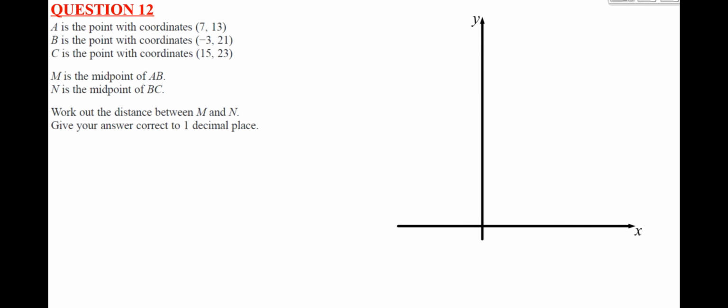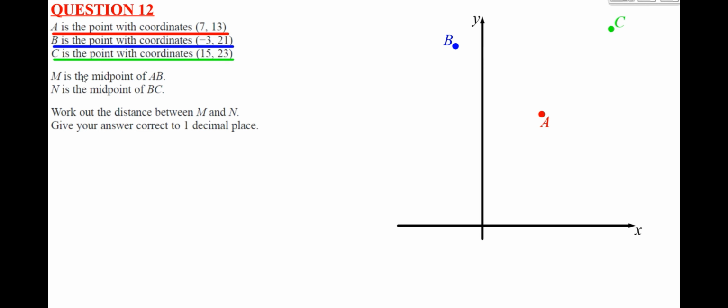So first of all, A. A is a point with coordinates 7, 13. So it's 7 along, 13 up. So let's add this one on. So there's A. B is the point with coordinates -3, 21. So -3 about there, 21 obviously higher than 13. So B is going to be about here. Let's add that on. And finally C, 15, 23. I'm going to add this in green. 15, 23 will be somewhere up here. So let's get the points added in.